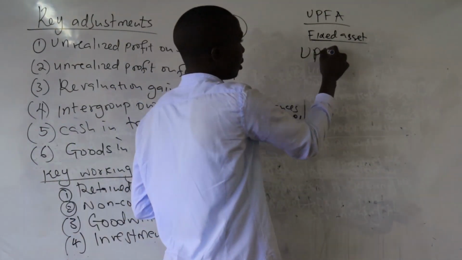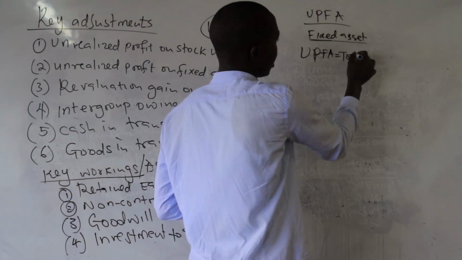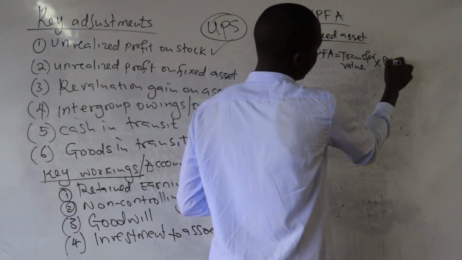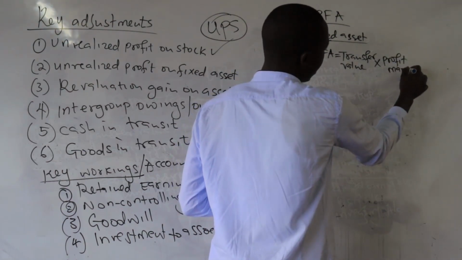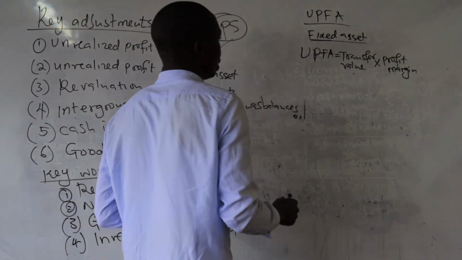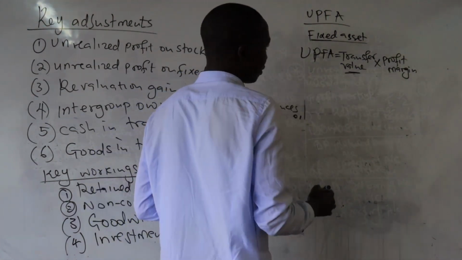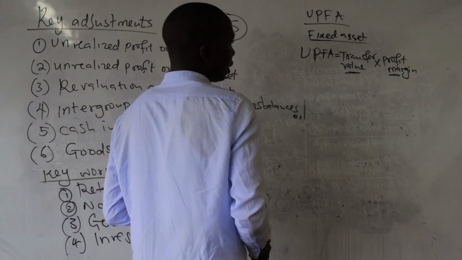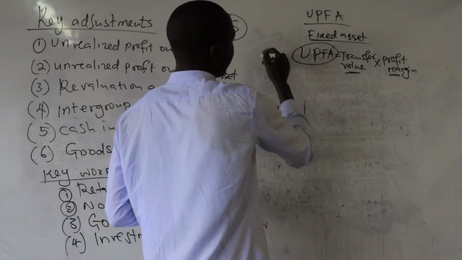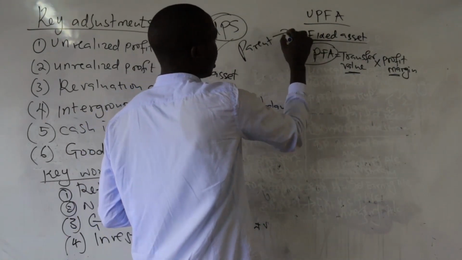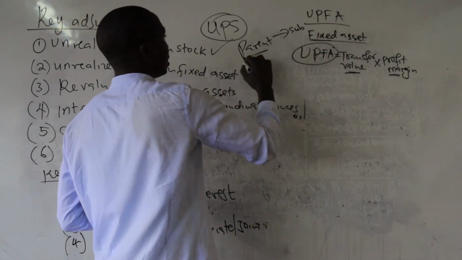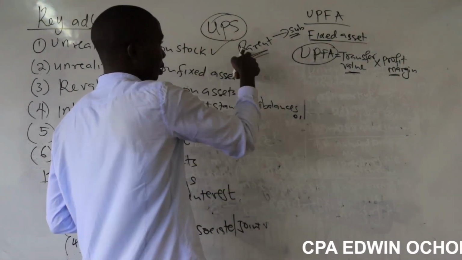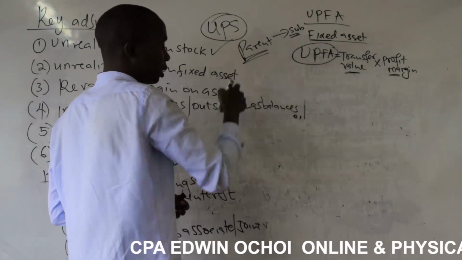To determine that UPFA, we have to take the transfer value, the value at which the asset was transferred. There's the profit margin. Then once you have determined this, remember that if it's the parent who was selling this to the subsidiary, the parent realized the profit, but the subsidiary will never realize that profit because the subsidiary will never resell this fixed asset.